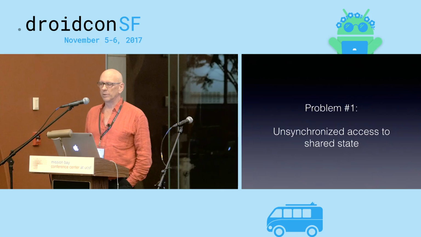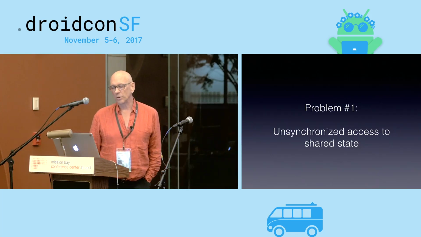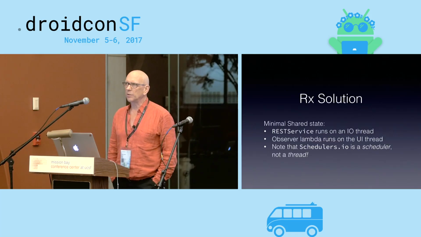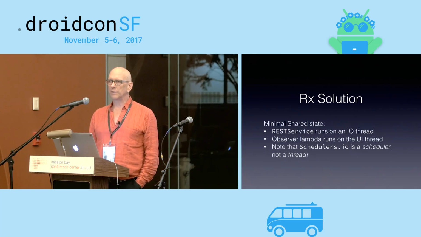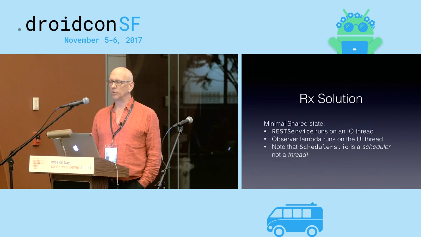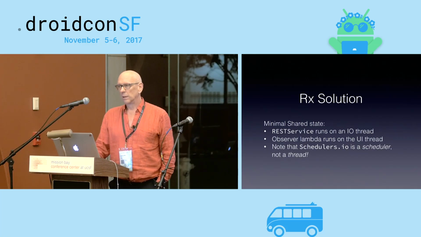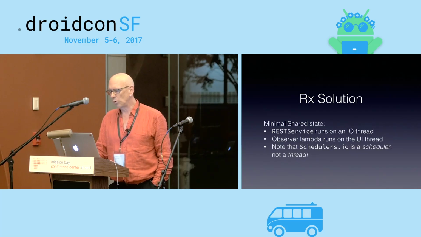So let's get to our problems. The first problem was unsynchronized access to shared state. As I said, Rx does a pretty good job of fixing that. With subscribeOn and observeOn, you can keep things that run on one thread separate from the things that run on the other thread without too much trouble. And that's good. Also note that the schedulers are not threads, they're schedulers. I'll say more about that in a minute.